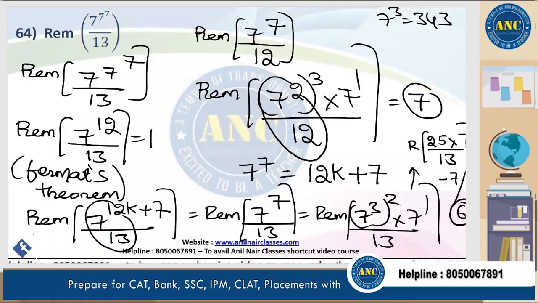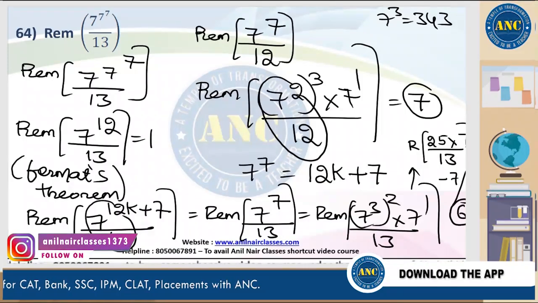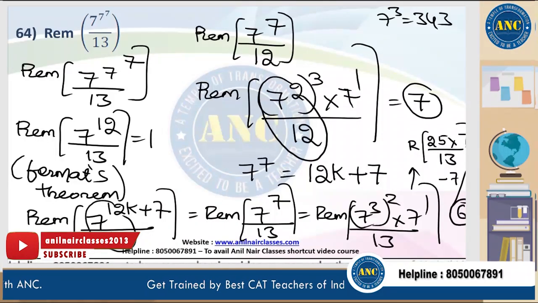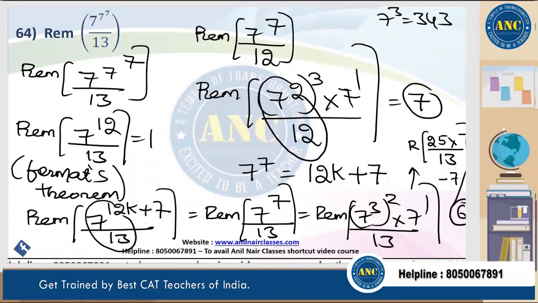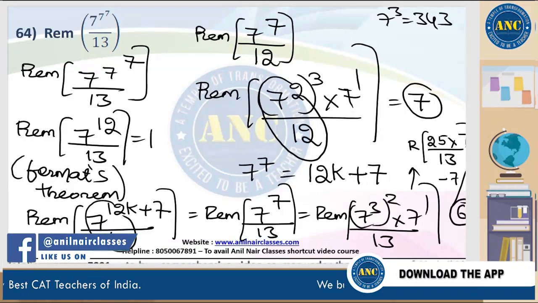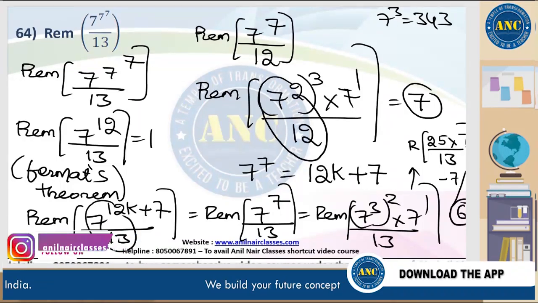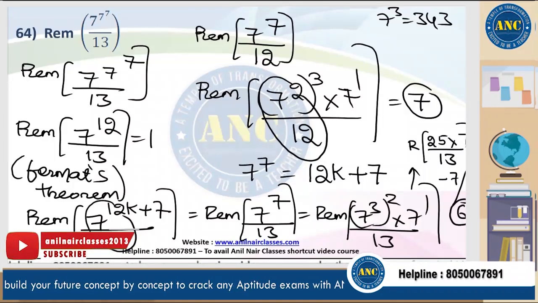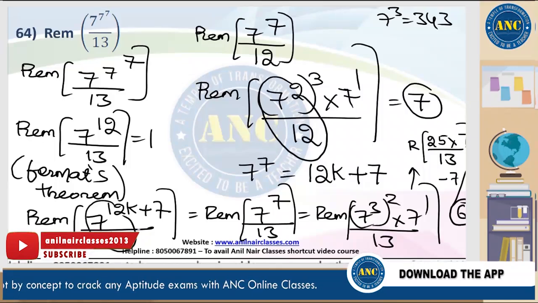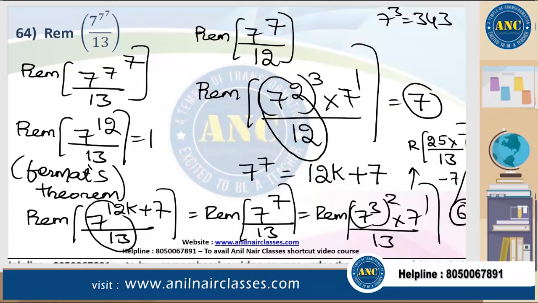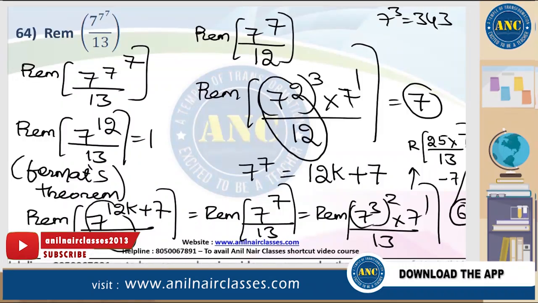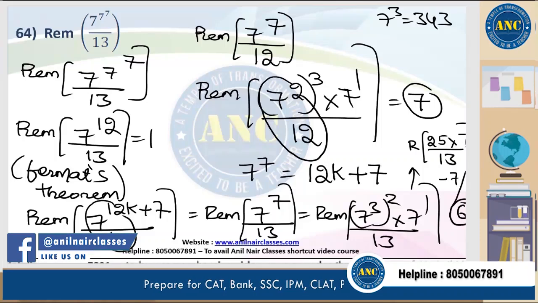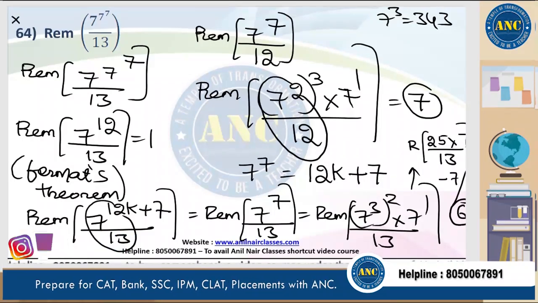I hope the logic is clear. If the denominator is a prime number, use Fermat's theorem. Because here it is 13, the power should be 12. 7 power 12 by 13 is 1. So I divided 7 power 7 by 12. 7 square is 49, 12 fours are 48, remainder 1. 7 square power whole cube into 7 by 12: 49 by 12 is 1, 1 sevens are 7. 7 power 7 when divided by 12 gives a remainder 7. So 7 power 7 is 12k plus 7. I substituted and used the negative remainder concept to get the answer. This is a very good question. 64.